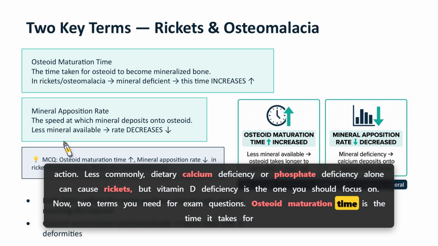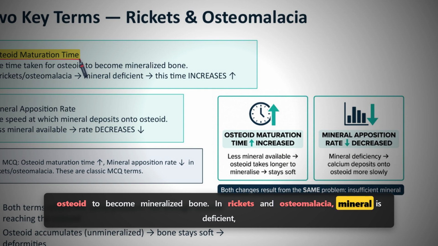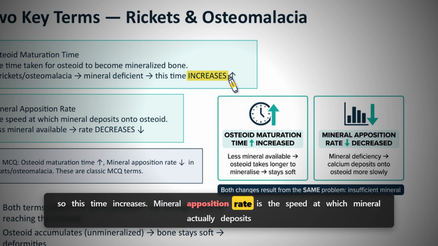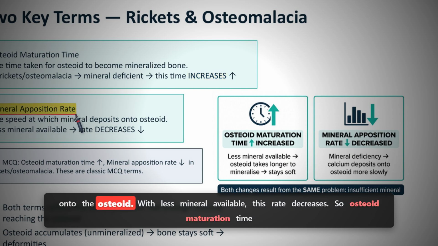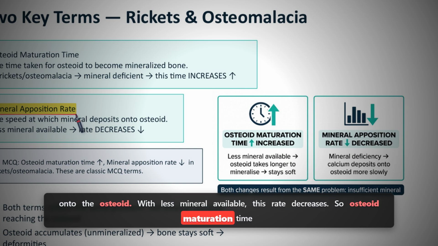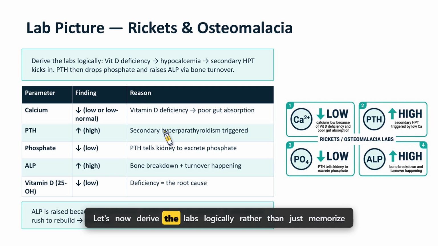Osteoid maturation time is the time it takes for osteoid to become mineralized bone. In rickets and osteomalacia, mineral is deficient, so this time increases. Mineral apposition rate is the speed at which mineral actually deposits onto the osteoid. With less mineral available, this rate decreases. So osteoid maturation time goes up, mineral apposition rate goes down. That's a classic MCQ pair. Remember it together. Let's now derive the labs logically rather than just memorize them.